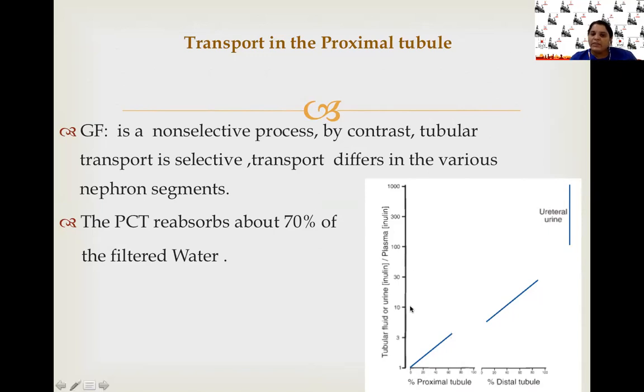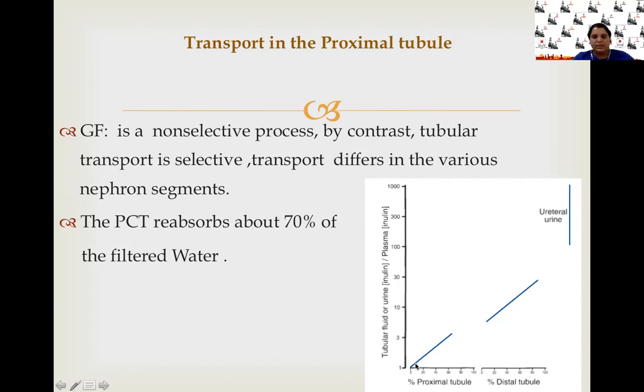So there is a relative rise in the inulin content. The ratio of inulin, that is the clearance of inulin, rises to 3 by the end of the proximal tubule, suggesting that 70% of the water is reabsorbed. Now, in the distal tubule, the concentration lies somewhere at 4 or 5, suggesting that close to 80% of the water is reabsorbed. And at the beginning of the ureter, the ratio is more than 100, suggesting that close to 99% of the water is reabsorbed.